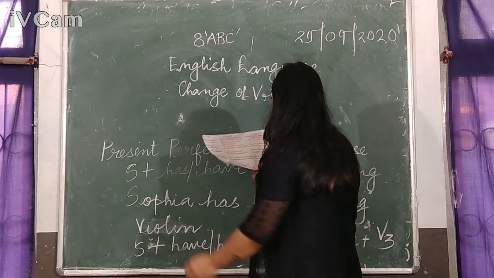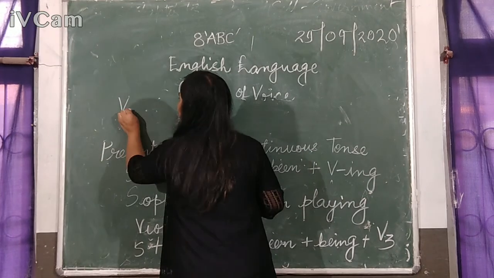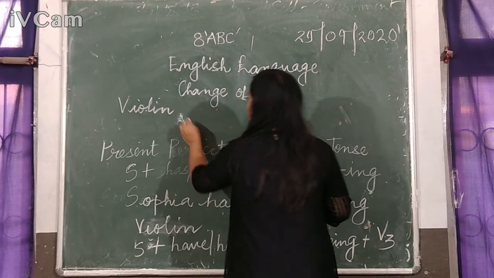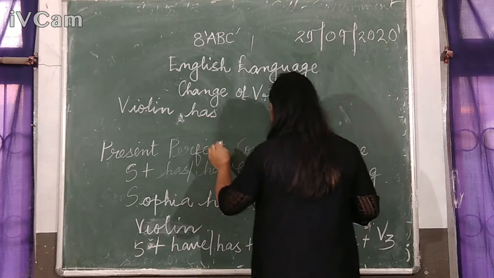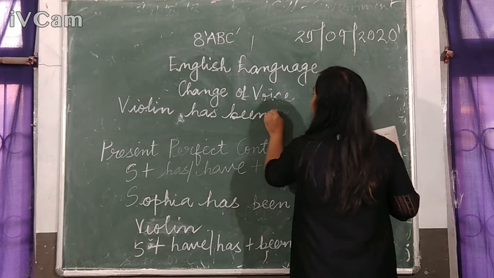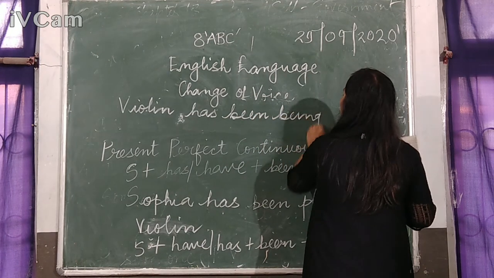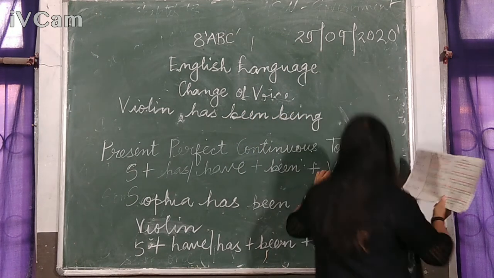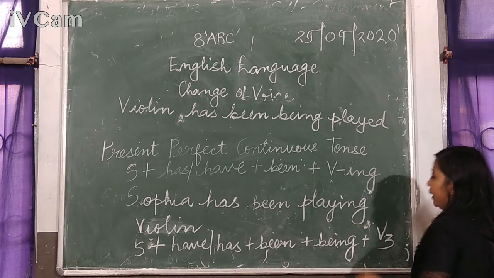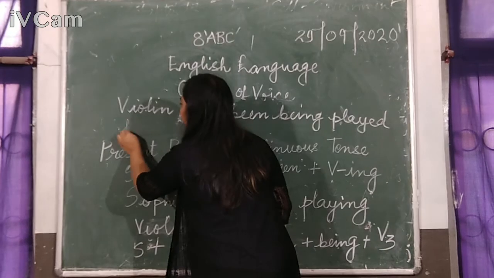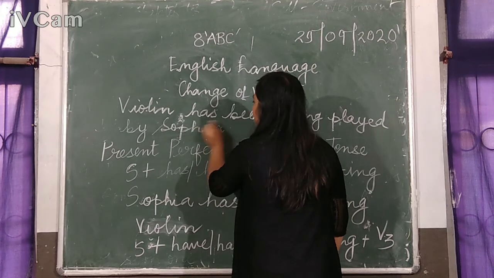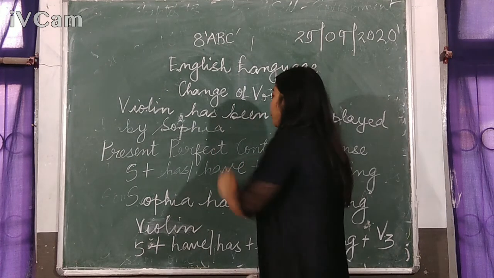So the sentence goes like this. Violin has been being played by Sophia. Okay, violin has been being played by Sophia.